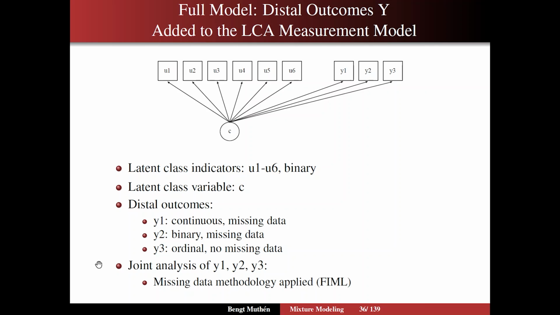So now we can think about doing a joint analysis of the 3 y's in the last step and apply missing data methodology. If you only had one distal outcome y1 with missing data, which we have here, missing data methodology, FIML, cannot help you. You need more than one outcome for that to come into operation. But here now with 3 of them, and with one that especially does not have any missing data, the missing data methodology applies.